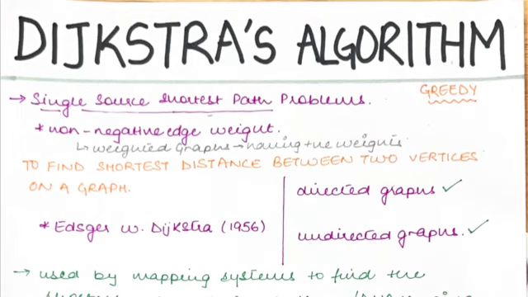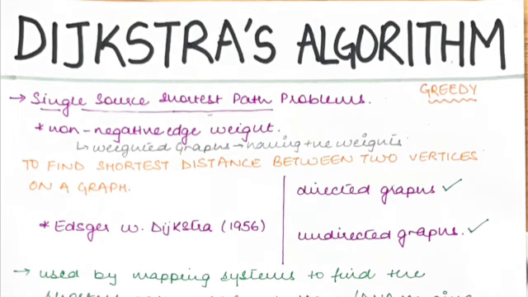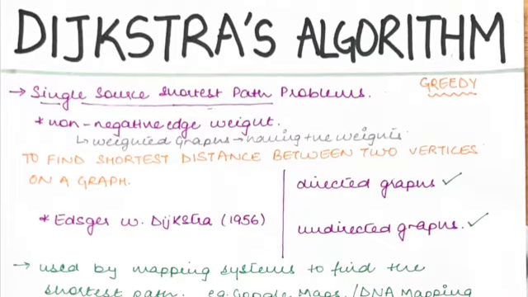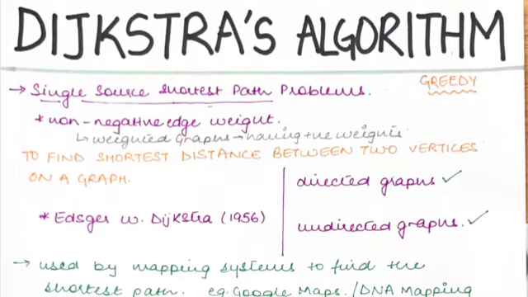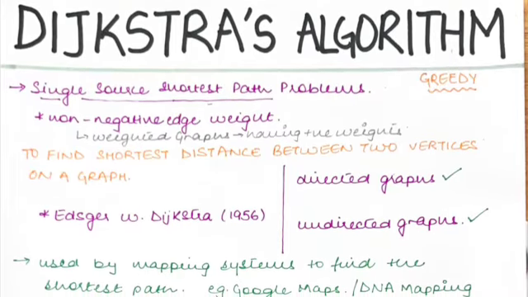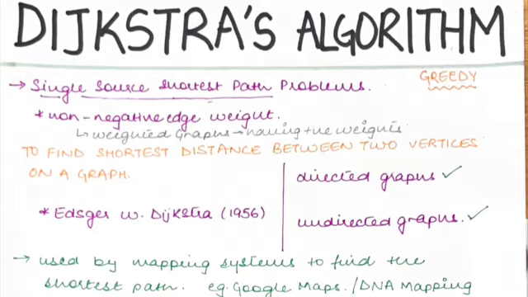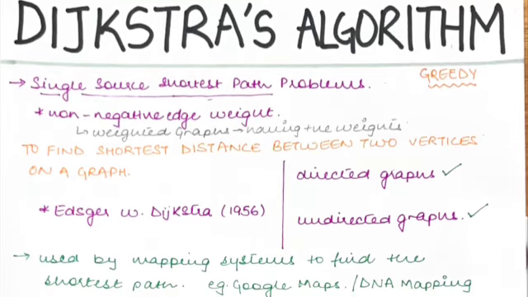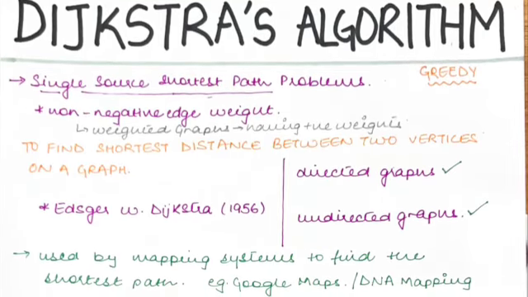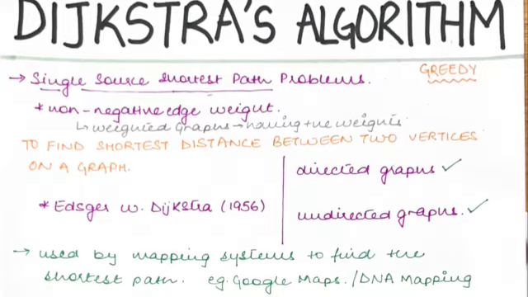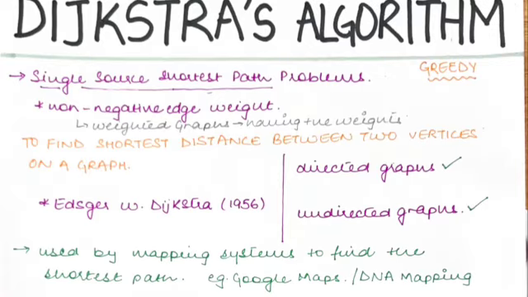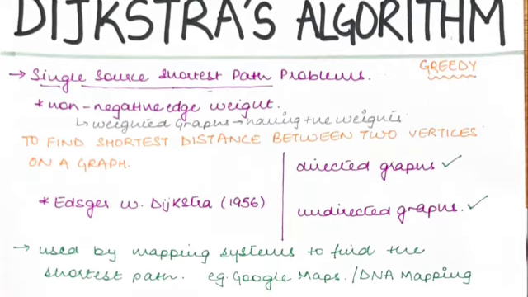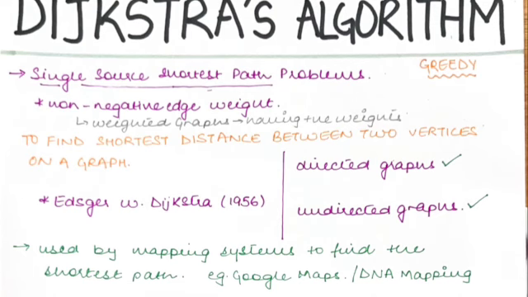What is Dijkstra's algorithm? It is one of the most commonly known shortest path algorithms. It was developed by a Dutch computer scientist, Edgar W. Dijkstra, in 1956. The need for Dijkstra's algorithm arises in many applications where finding the shortest path between 2 points is crucial. For example, it can be used in routing protocols for computer networks and also used by map systems to find the shortest path between starting point and the destination.